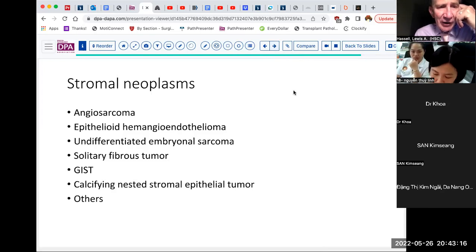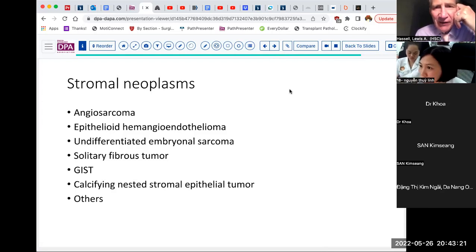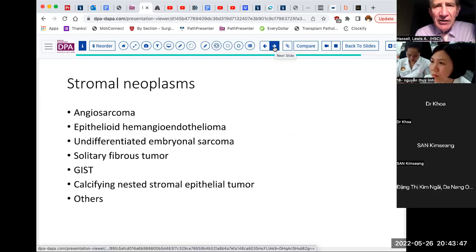And now we'll talk a little bit about some of the mesenchymal or stromal neoplasms that we can see in the liver. And this will be kind of our last section. There's a whole bunch of these. They're all the sorts of things that you can see elsewhere as well, possibly with the exception of undifferentiated embryonal sarcoma, which I don't have an example of. But angiosarcoma, hemangioendothelioma, these are lesions that can be seen elsewhere as well.